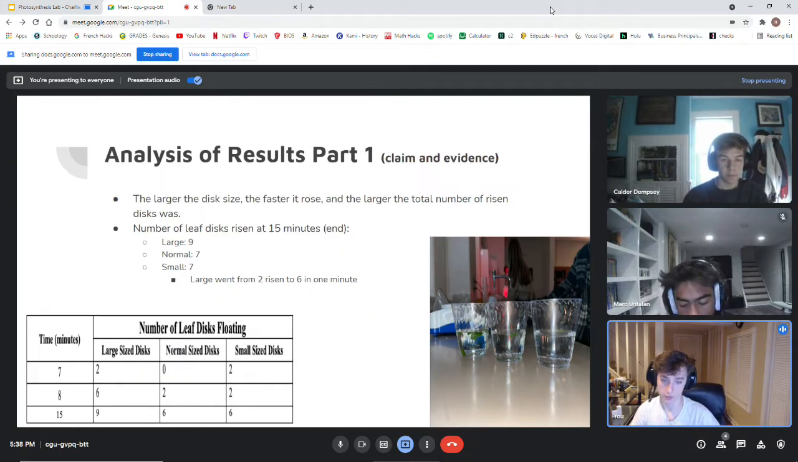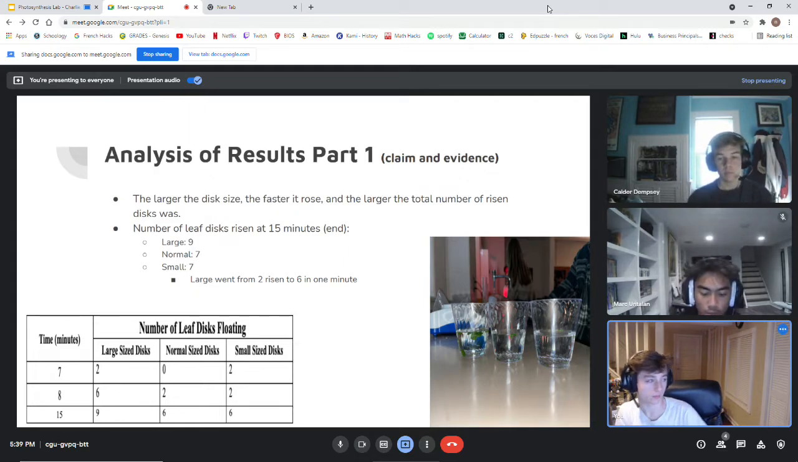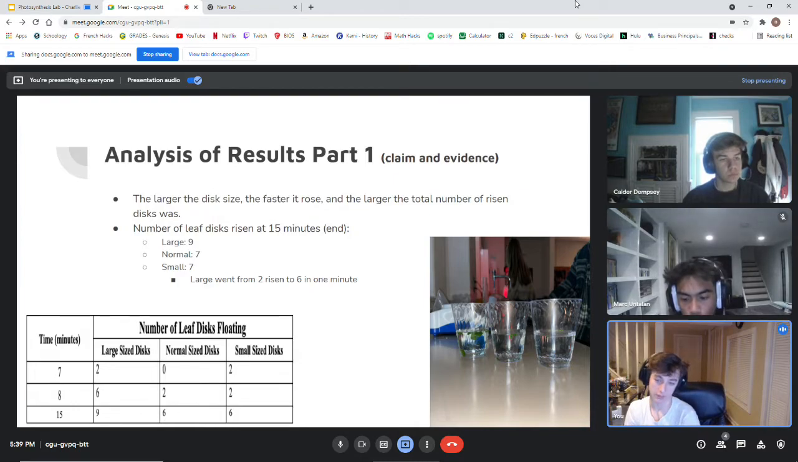So for the analysis part, just the claim and evidence. The trend in the data was that the larger the leaf discs, the faster and the larger total number of risen leaf discs there were. This is likely due, like Mark said, to the increased surface area of the larger discs. In terms of evidence, like Calder said, the large had 9 risen at the end, and the normal and small both only had 7, which is shown right here.